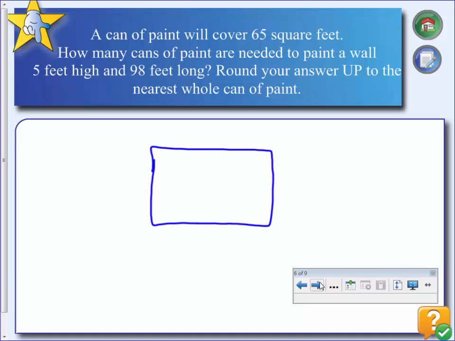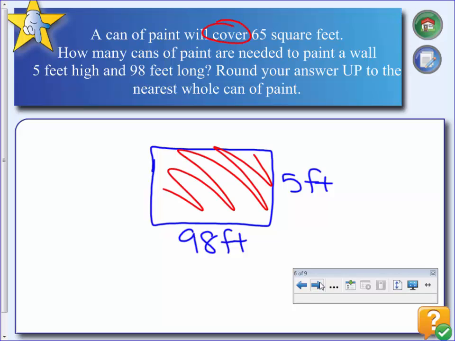And you should have had a rectangle. We have 5 feet high and 98 feet long. So we have this wall here that we're going to paint. And because we're going to paint it, hopefully you have discovered or saw this word cover. So we're filling in this entire wall. So we're going to be using the area formula, which is length times width for a rectangle. So we need to figure out first what the total area is of this wall. So go ahead, plug in your values of 98 times 5, and the area of the wall is going to be 490 feet square. Okay, so that's our total area.